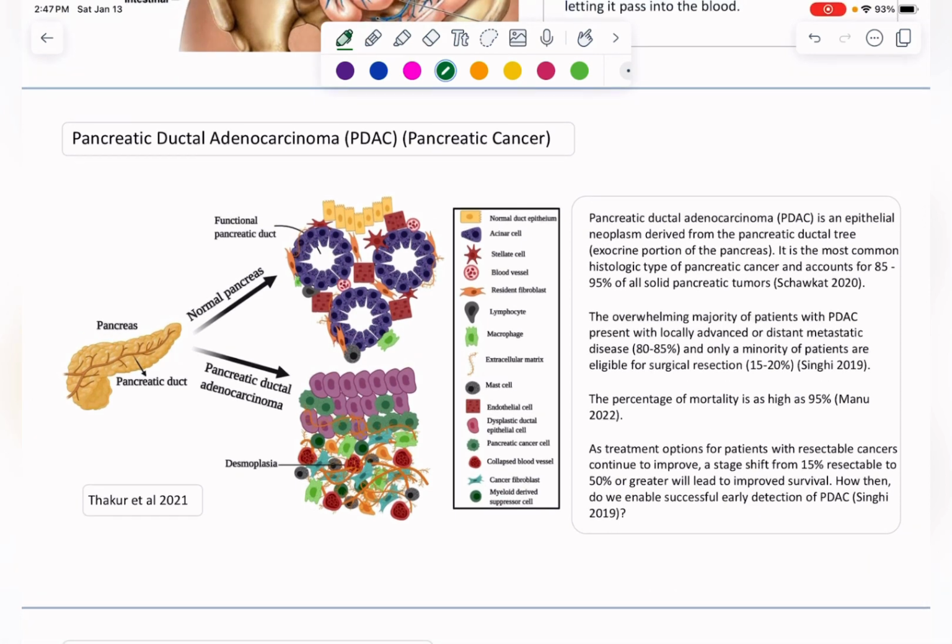Okay, so we're going to move on into diabetes, but before we do that, I just want to take a moment and talk about pancreatic cancer, because it's a relatively common cancer, and it can be pretty devastating. There's two different types of pancreatic cancer. One is called pancreatic ductal adenocarcinoma, or what we commonly refer to as pancreatic cancer.